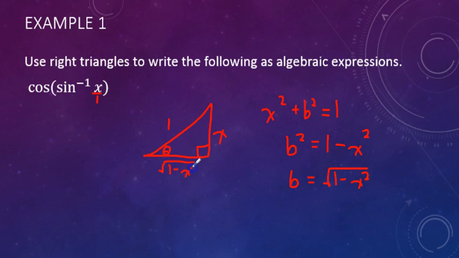Now that I have all three sides of the triangle, that was done from what was inside parentheses. Now I'm going to look at the next piece outside the parentheses to figure out what my final answer will be. So with all three sides of the triangle filled in, I can say that cosine of theta is equal to adjacent over hypotenuse. And dividing by 1 is not going to change anything for my answer. So my answer is just going to be the square root of 1 minus x squared in this case.